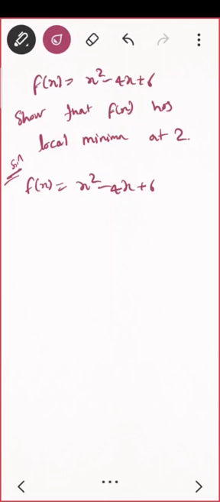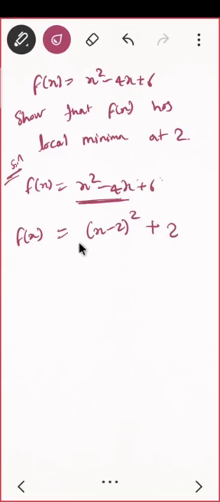So can I write my function in terms of 2? See, x square minus 4x is there, no? I need to add and subtract something. I'll be getting x minus 2 the whole square. Can you tell me what else is remaining? I need to subtract 4, so I'll be remaining 2. Do you agree? Can I write this function in this form? Yes.